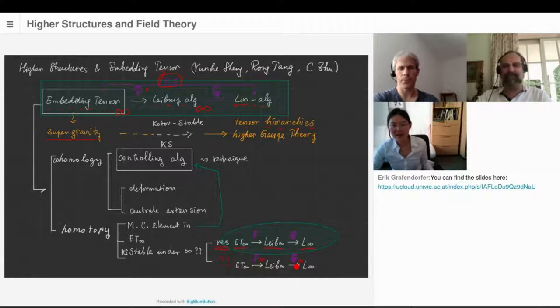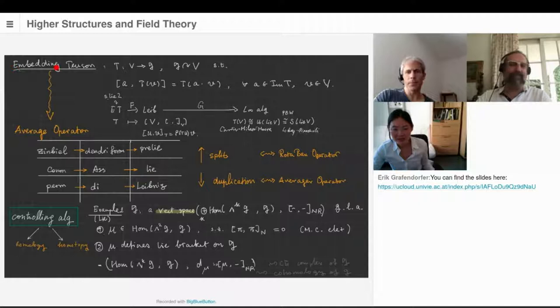Okay, so let's go to the second slide. I have talked about the embedding tensor for a long time, and let us have a look at what that is. So we have a vector space V, we have a Lie algebra g, and the Lie algebra g acts on the vector space, so it represents on the vector space, and there is a linear map T like this, which is equivariant. Namely, if we have T of a acting on v, then I can take a out, and I do T of v.